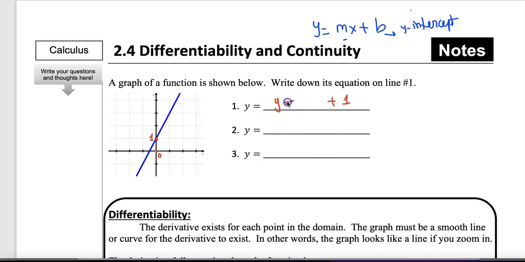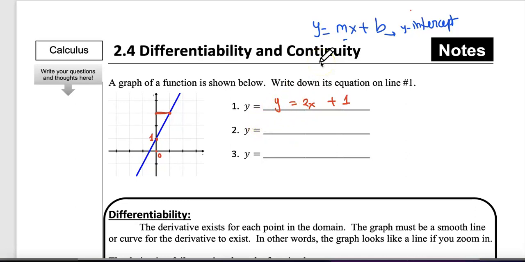Now what about your m? m is your slope. How do you find your slope? Slope is rise over run. From this point I can rise 1, 2, and I'm just taking this point over here. So I rose 2 points and ran to the right 1. So it's 2x + 1. So this is the equation of the line.